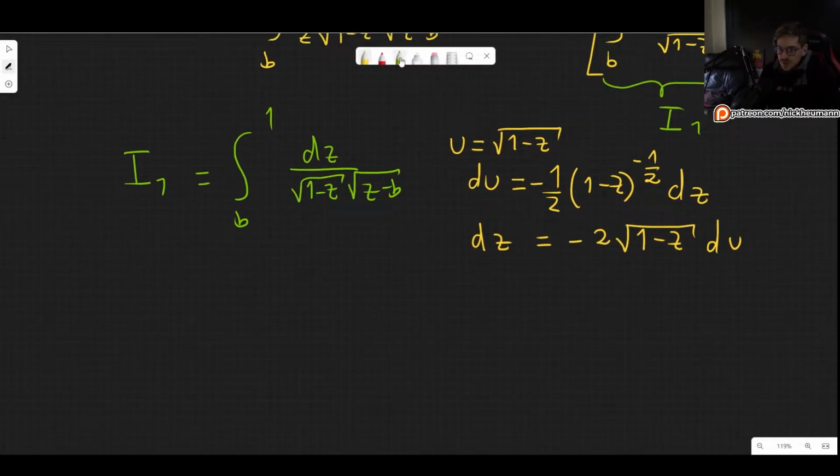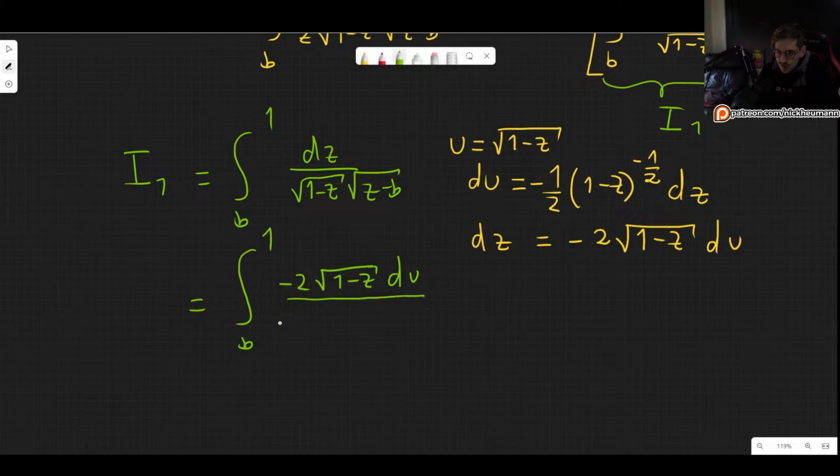So now let's plug it in. So let's switch colors again. So we get integral of b to 1 of not dz, but now du, which is minus 2 square root of 1 minus z du. And we are still dividing by square root of 1 minus z and z minus b. And this is why it doesn't matter which one you choose, because the square root that you chose as u cancels out. So this cancels out, and we are only left with this one right there.